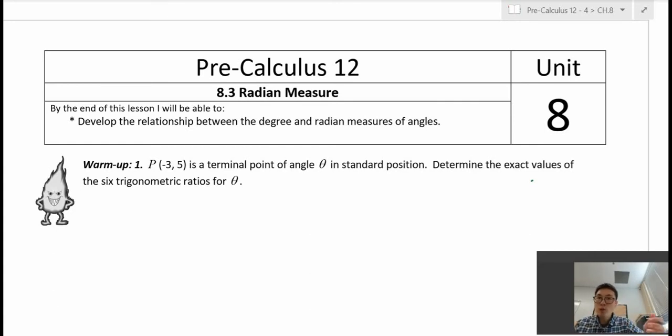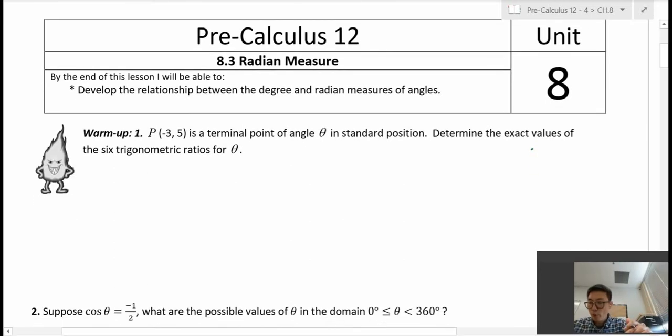In the past, we always used degrees to measure angles. That's the unit, right? 50 degrees, 90 degrees. Today, we're going to be looking at a different unit, and we call it the radians, okay? But before we do, we're going to do a quick review of what we did last time.